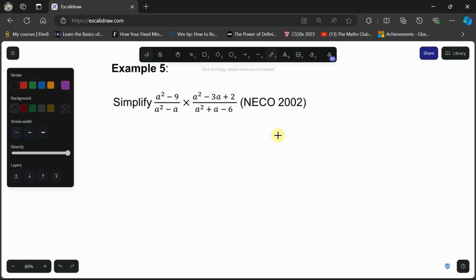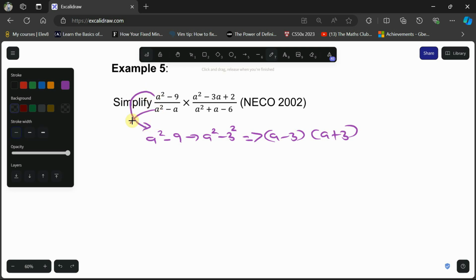So the first thing we need to notice is, look at this top one. This is like a difference of two squares, because I can say a squared minus 9 is the same as saying a squared minus 3 squared, and this is like saying a minus 3 times a plus 3. So you simplify this first one.